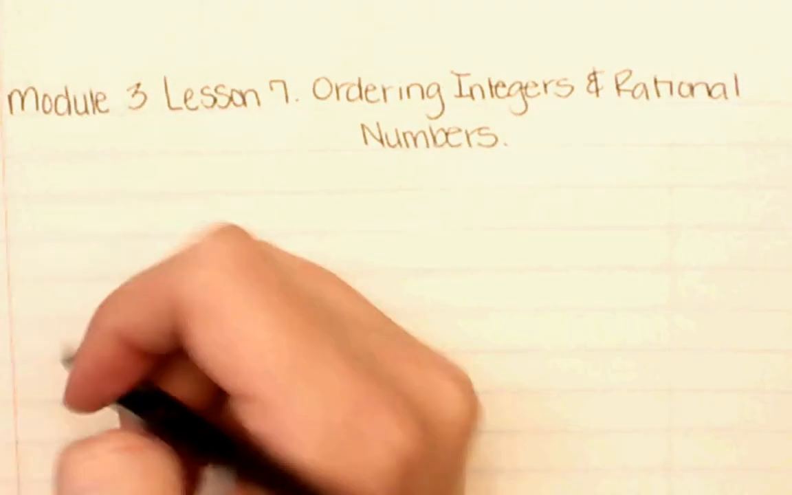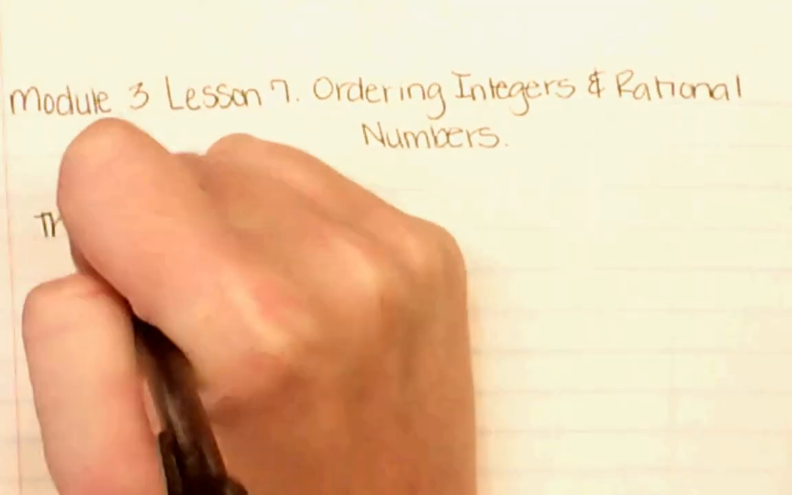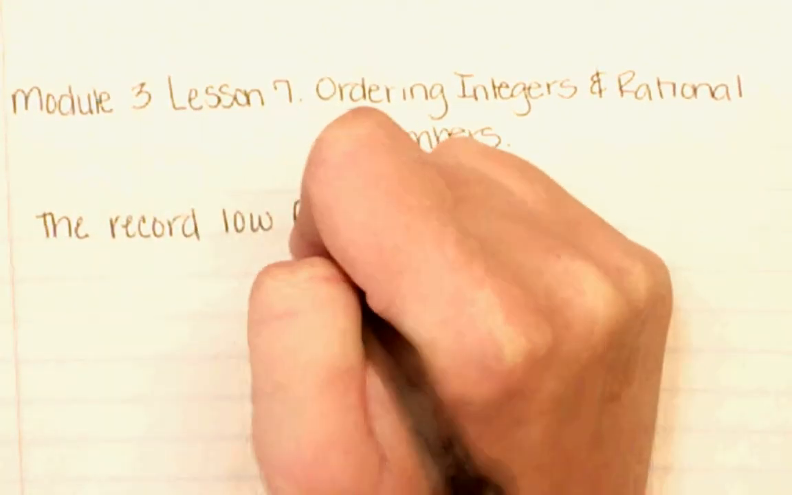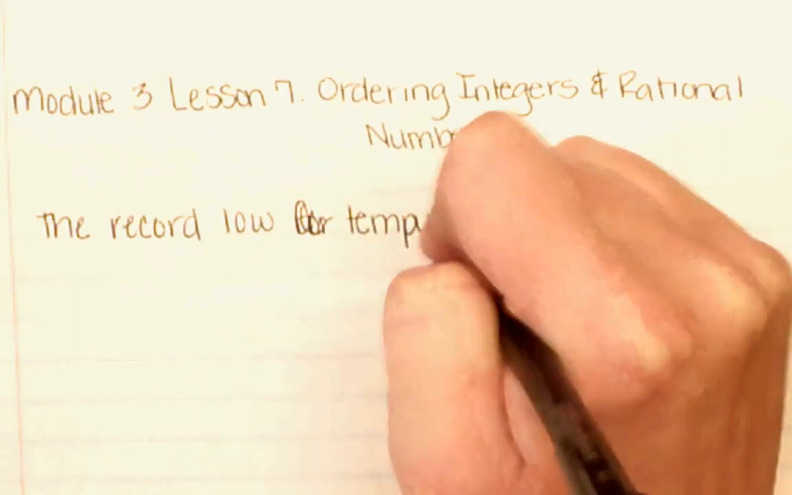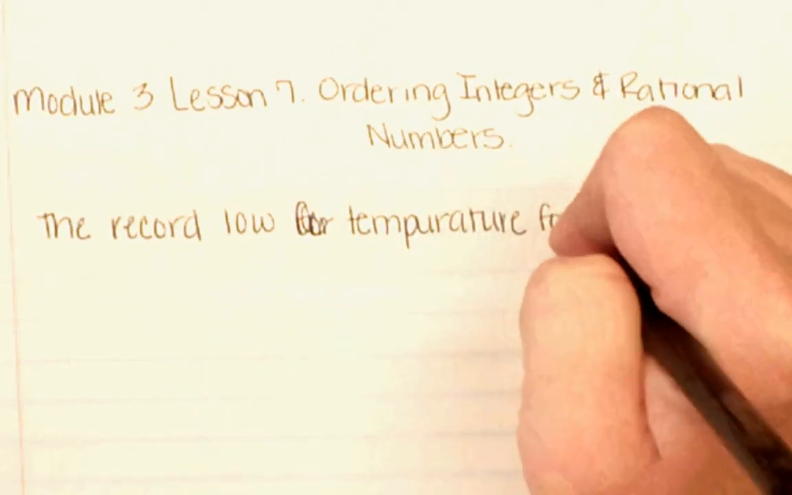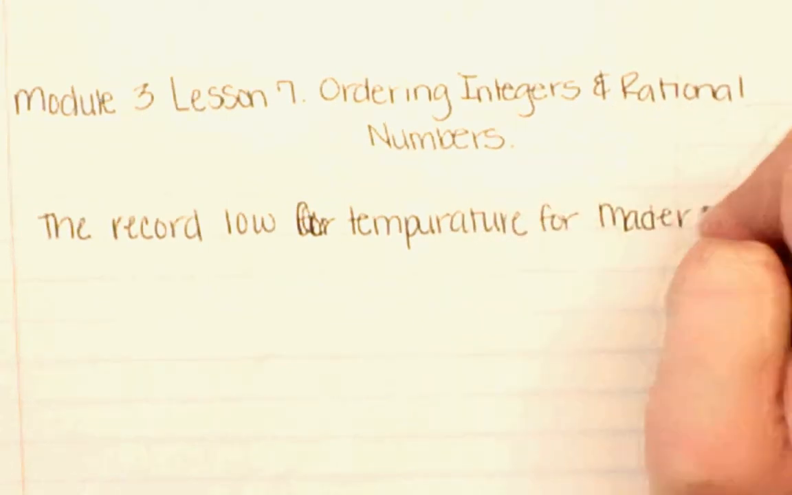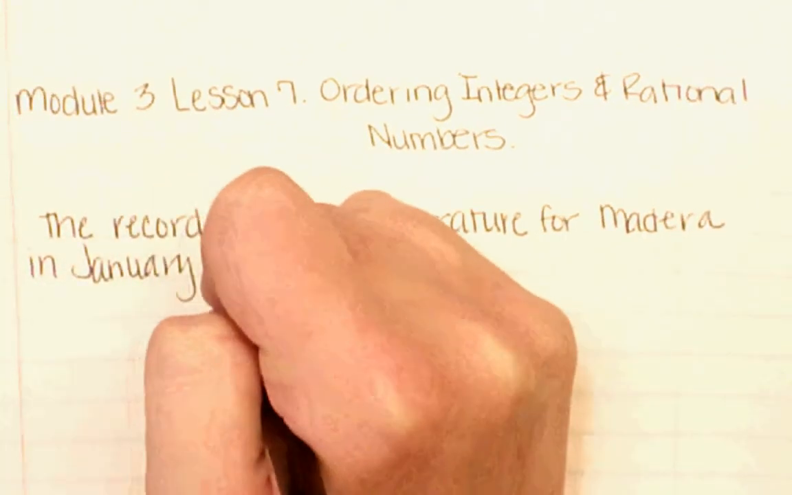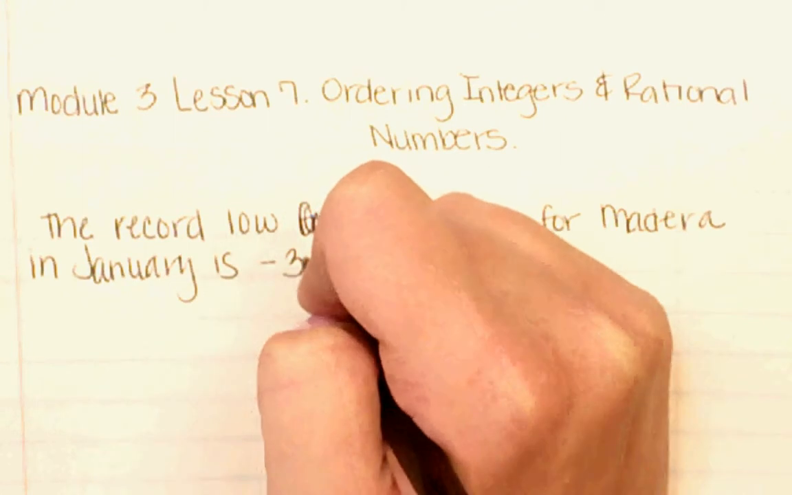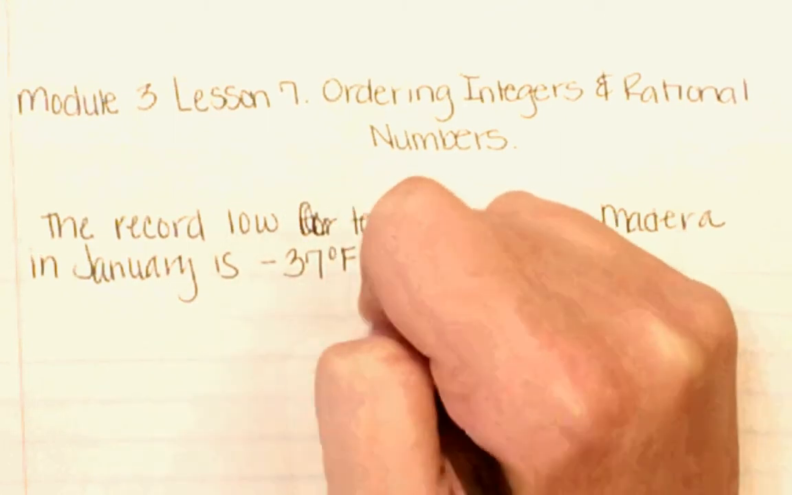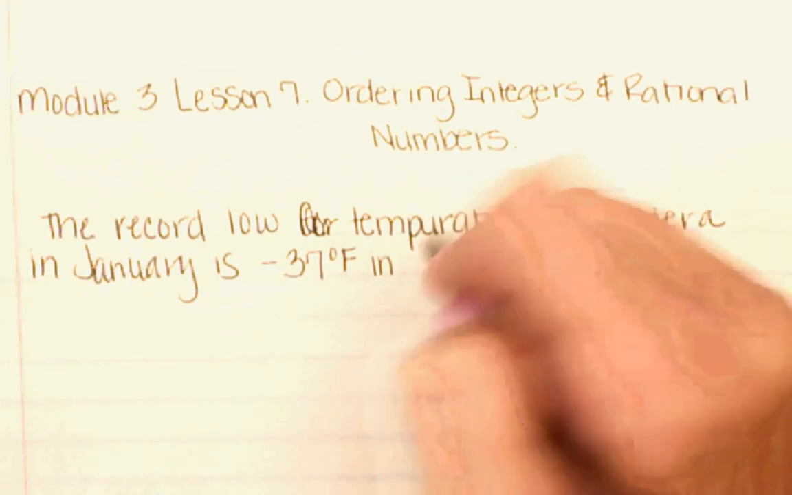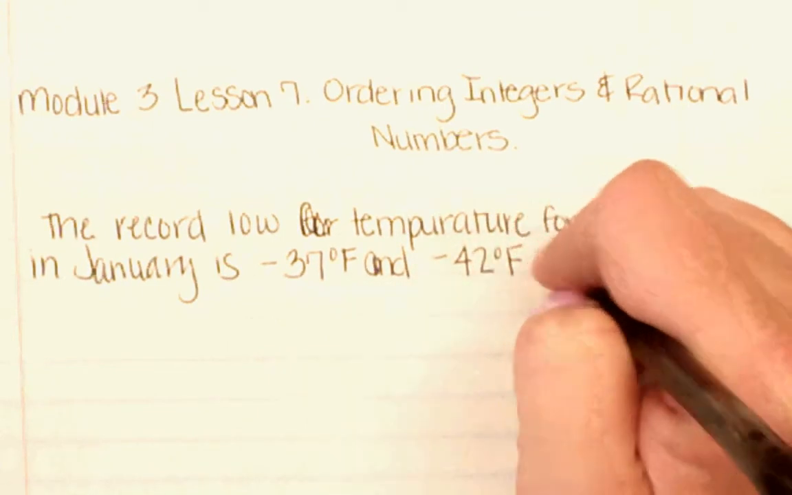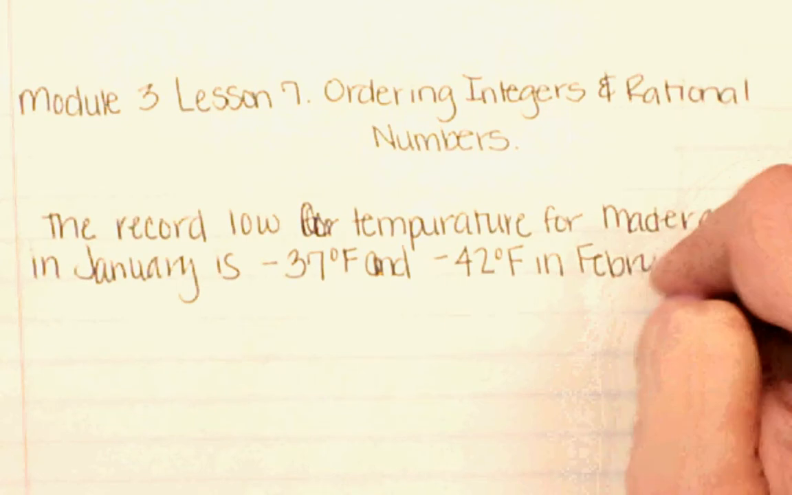So, the record low temperature for Madeira in January is negative 37 degrees Fahrenheit in January, and negative 42 degrees Fahrenheit in February. Of course, that's not true. It's just a story to go with what we're learning.